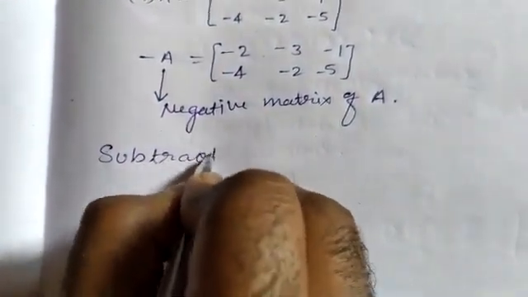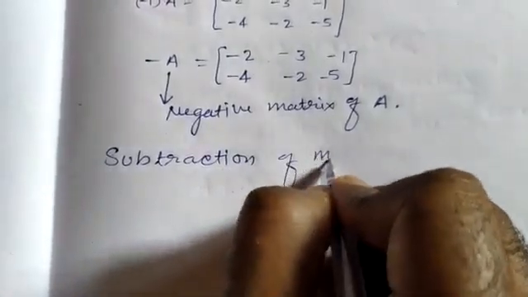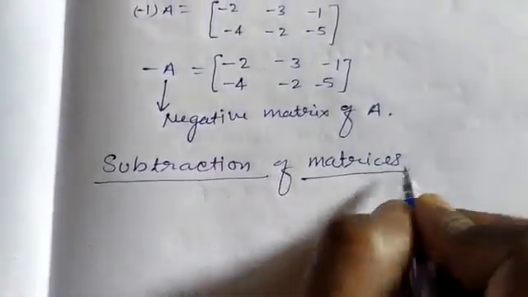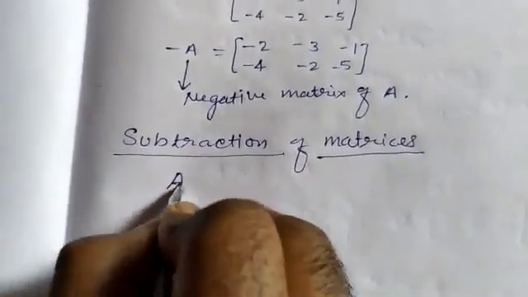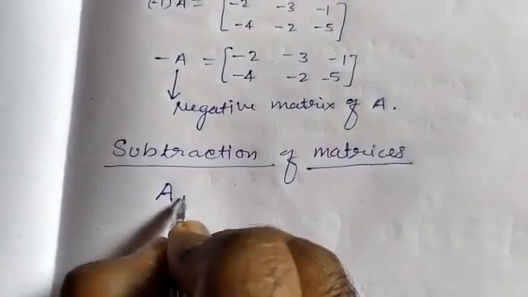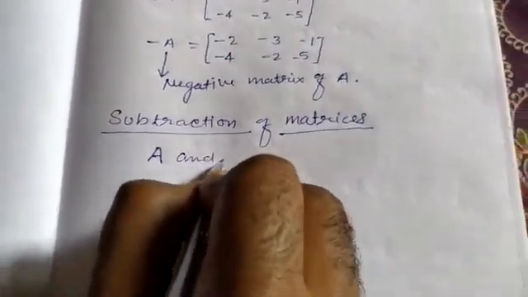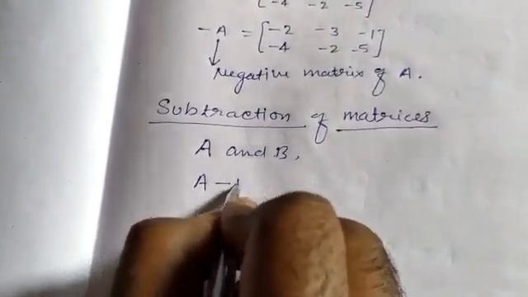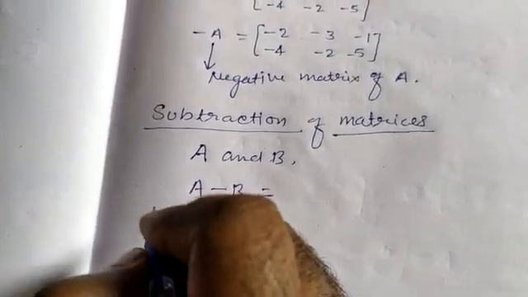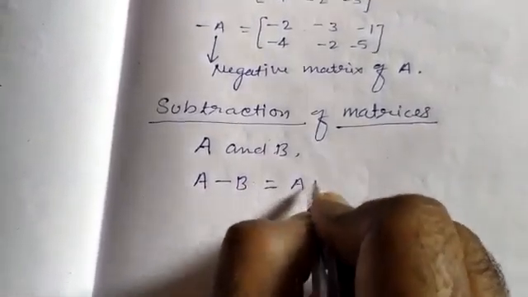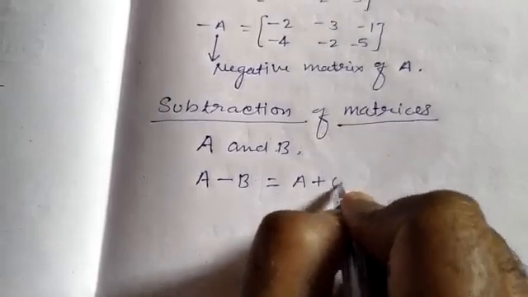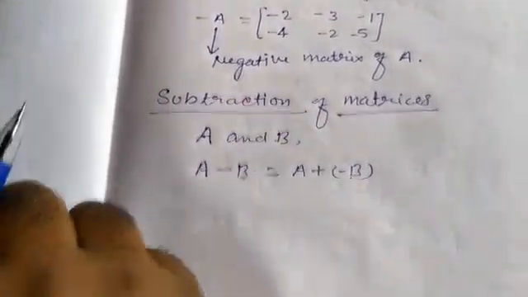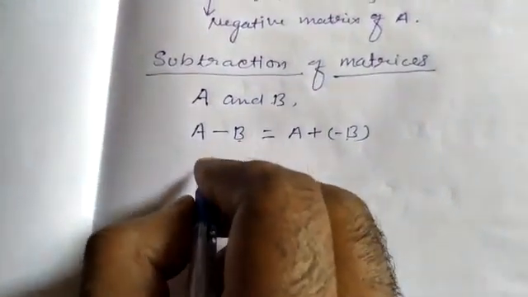Subtraction of matrices. Suppose there are two matrices of the same order, A and B. We have to find A minus B. How will you find it? We know that A minus B can be written as A plus minus B, where minus B is the negative of the matrix B.